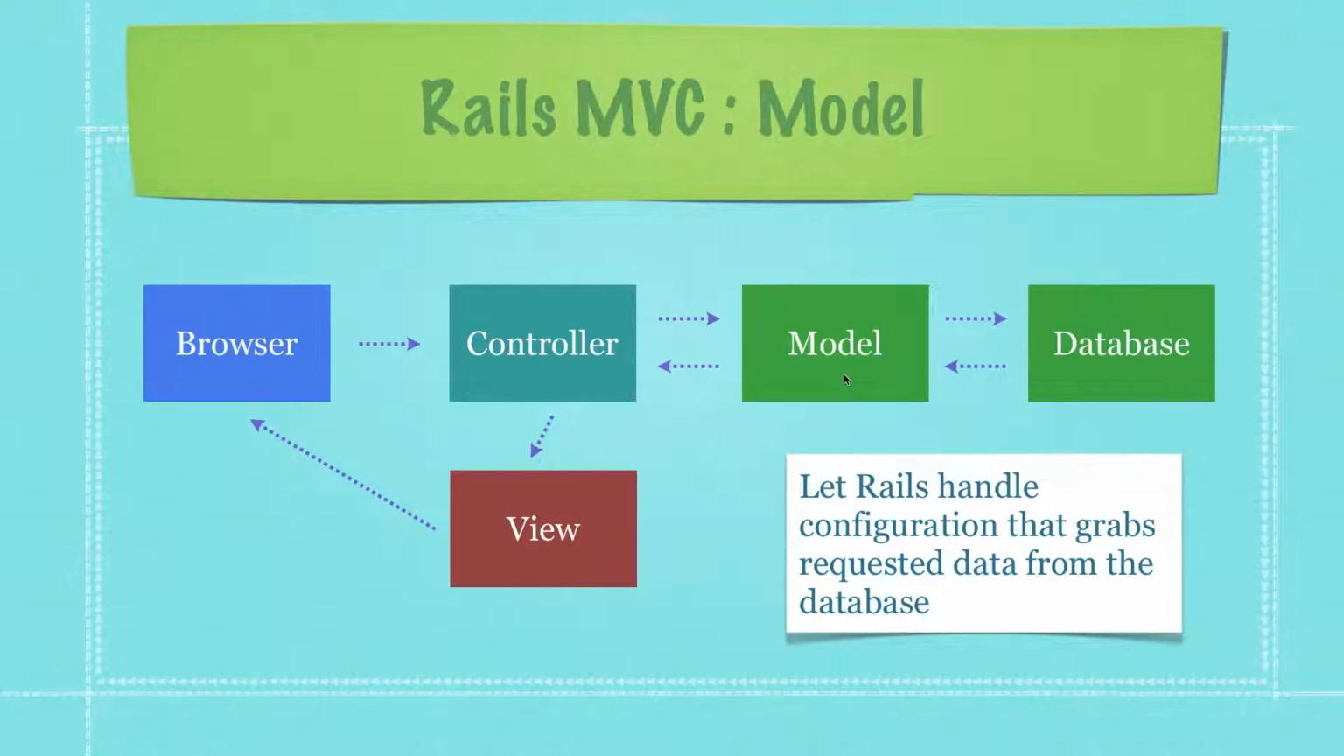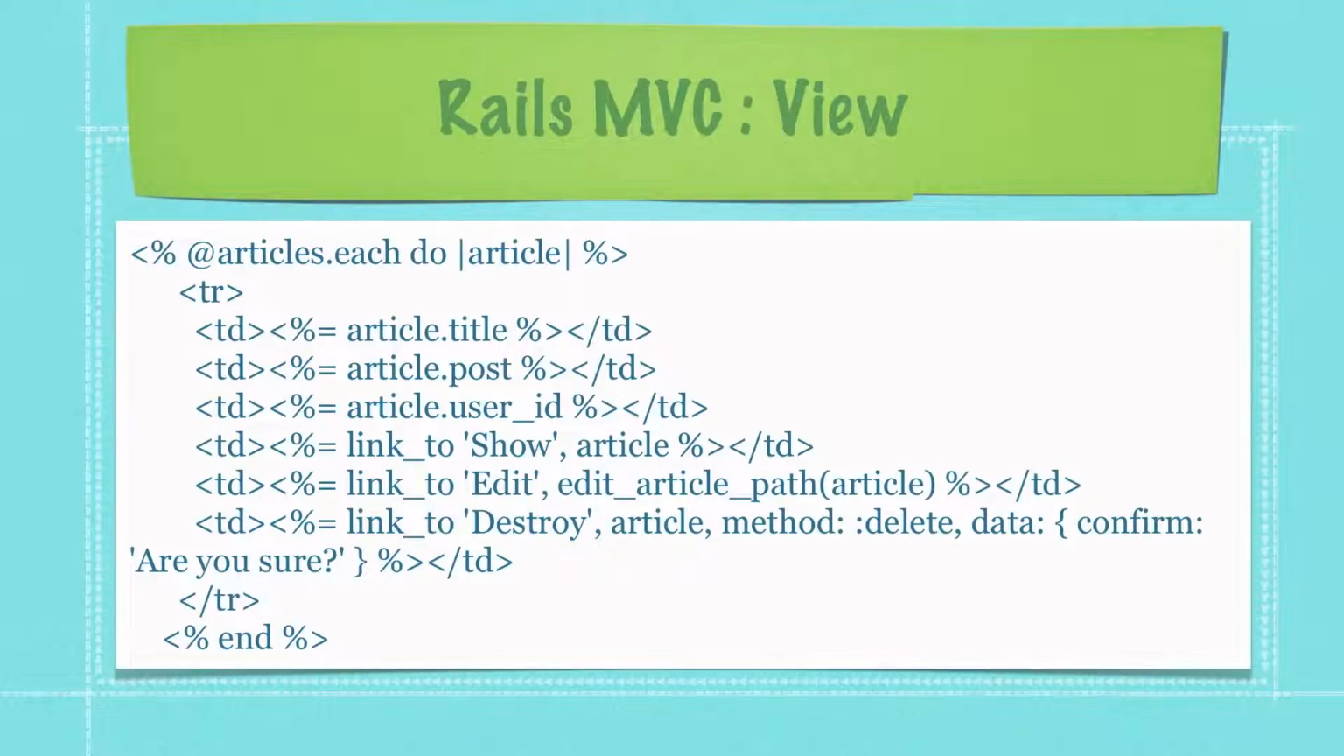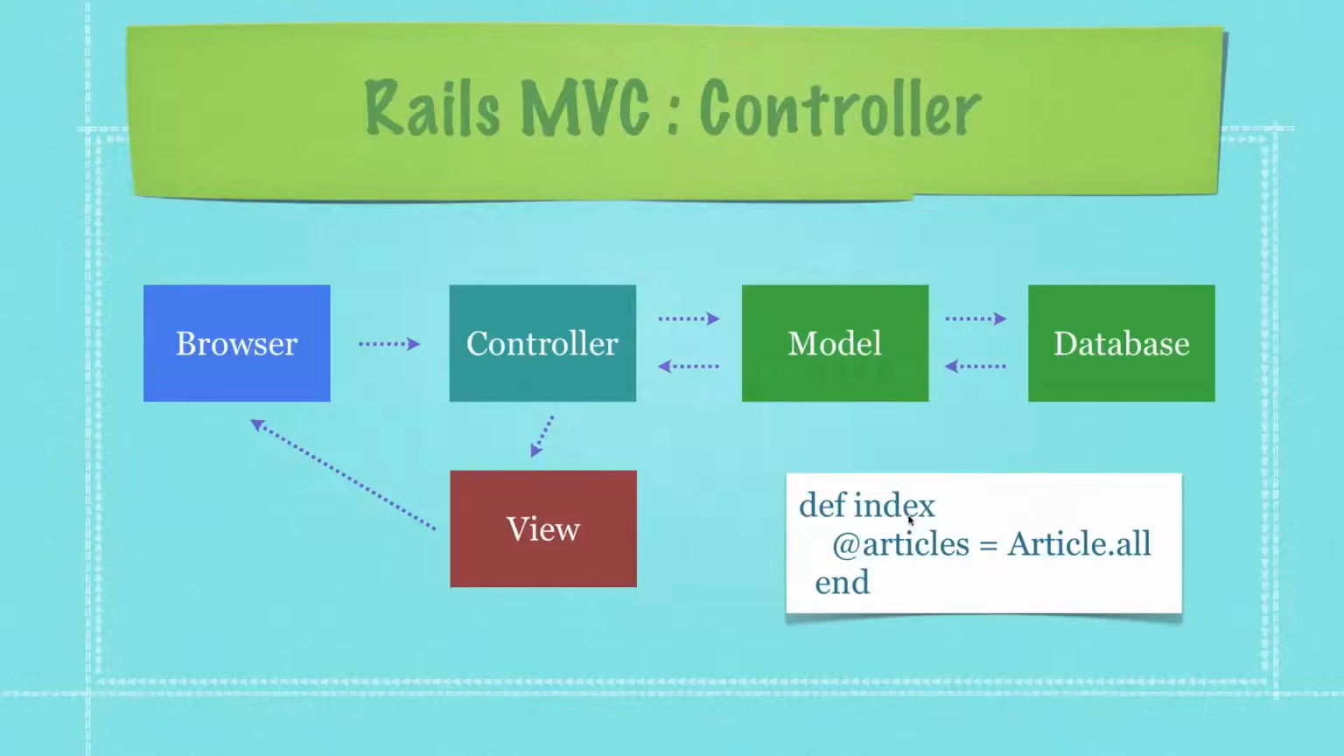The model part is thankfully, for the most part, handled by Rails. So we're just going to say to Rails, hey, we want you to handle the configuration that's going to allow us to grab data from the database and provide it to our controller. We can use it in our view and display it in the browser. That is the model part. Pretty much for the most part, you don't even have to worry about it. And then you have the view. Remember the instance variable articles that we had right here in index? There it is. Well, in the view, we're going to be able to use it.